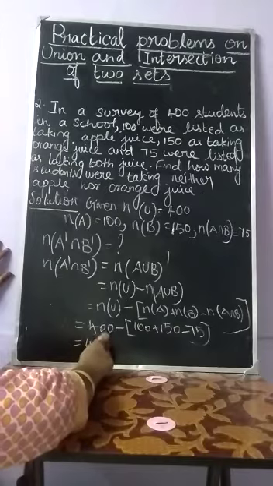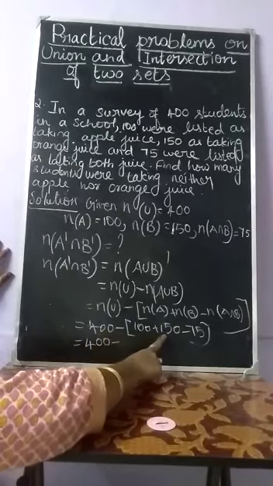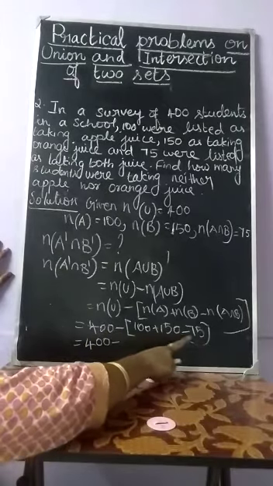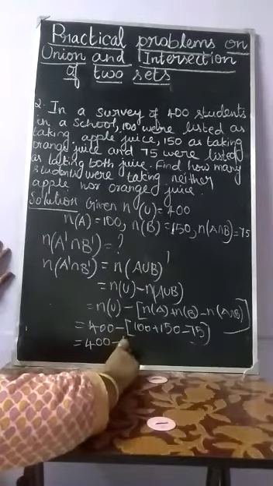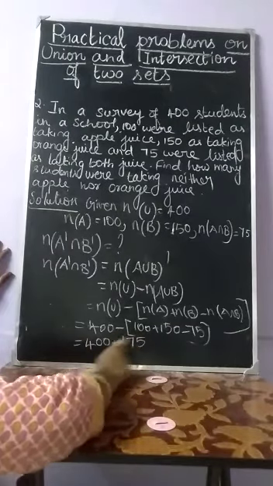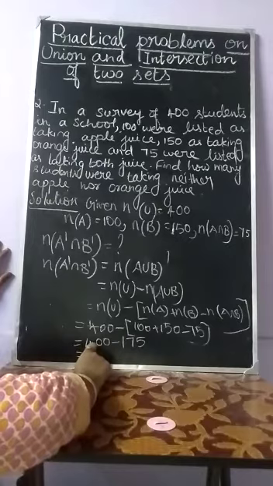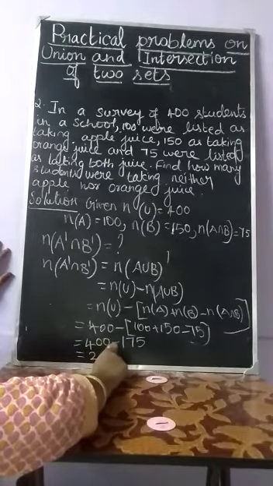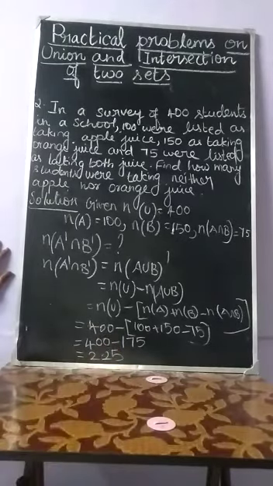400 minus (100 plus 150), that is 250. 250 minus 75, what is the value? 175. So 400 minus 175, what is the answer? 225. Okay, that's all.